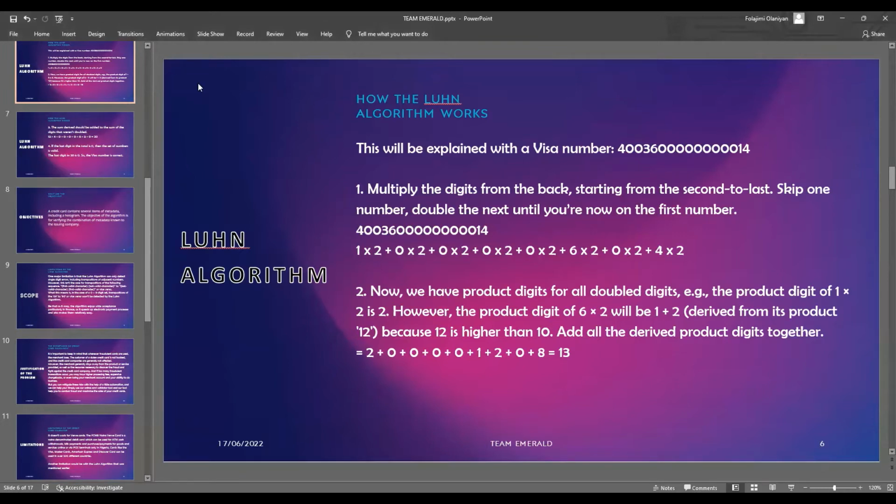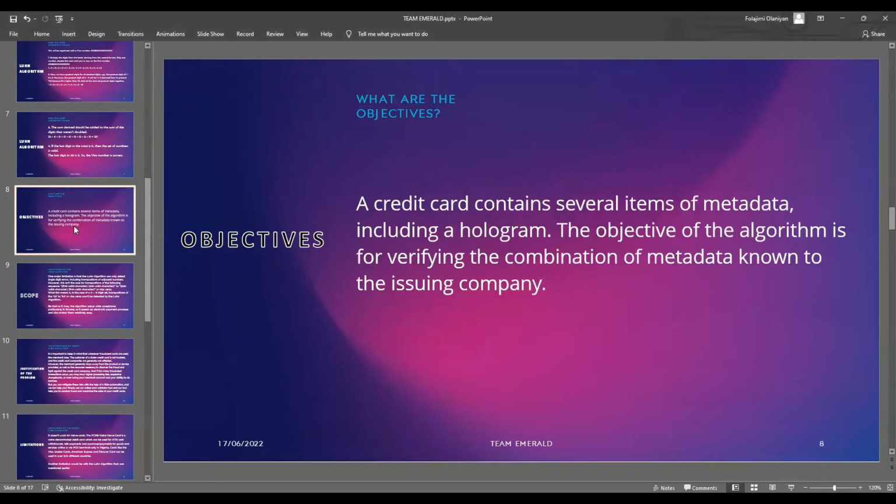Okay, so a credit card contains several items, which is called the hologram. So it's verified by a combination of the metadata, which is the issuing company. So that's really what I actually know for that.